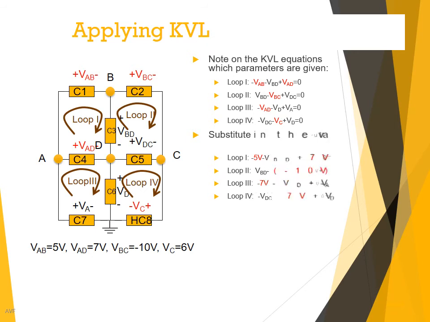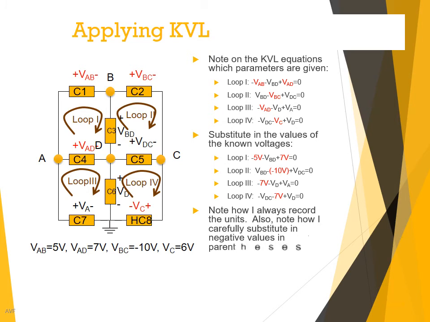And so I substitute the known values for those symbols. And please, for loop 2, note that the minus 10 volts, I'm putting it in parentheses. You could directly say that that's VBD plus 10 volts plus VDC. What you can't do is put VBD minus 10 volts without putting the minus 10 volts in parentheses. That's not correct notation.